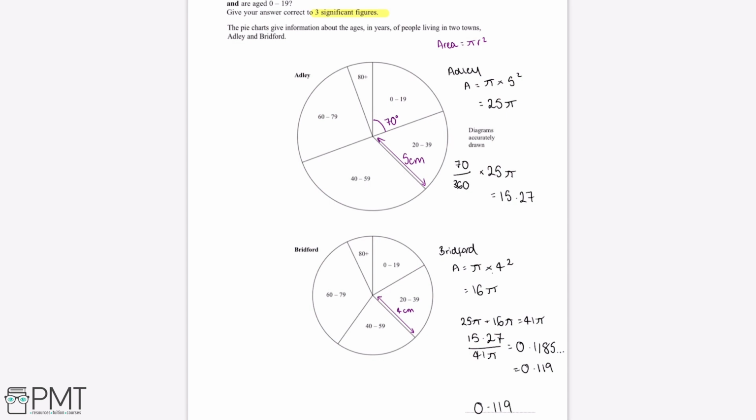Now this question's worth 3 marks. We'll get our first mark for working out the area for both of these pie charts. We'll get the second mark for working out the decimal of people who are aged 0 to 19 living in Adley. And our third mark for the final answer.